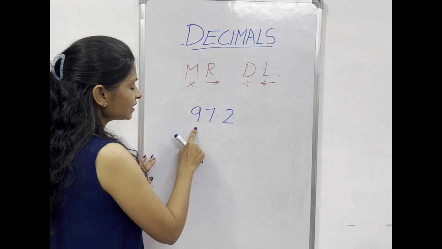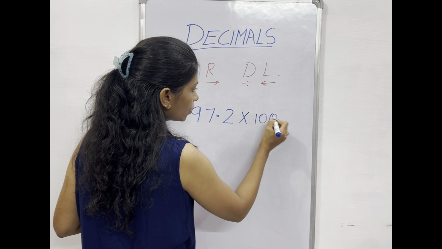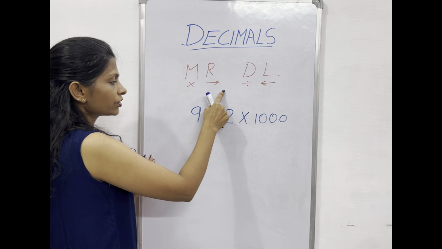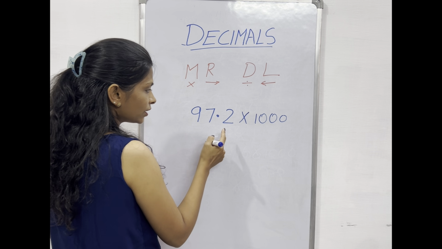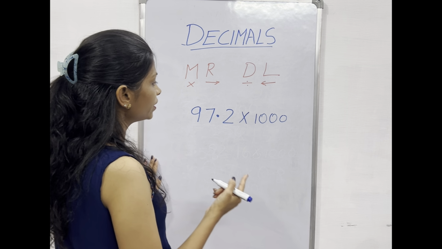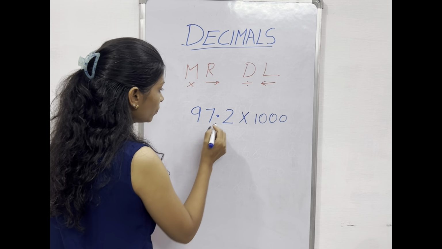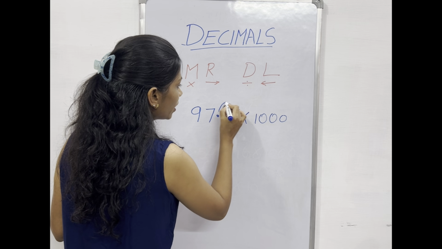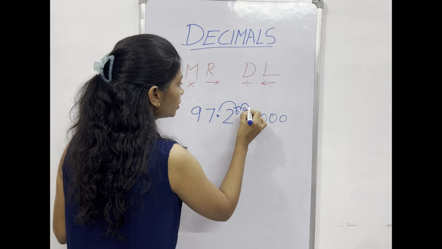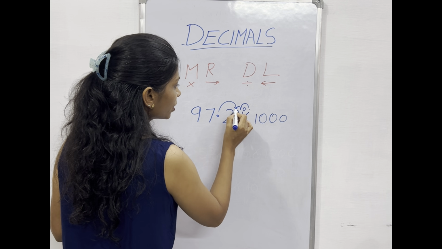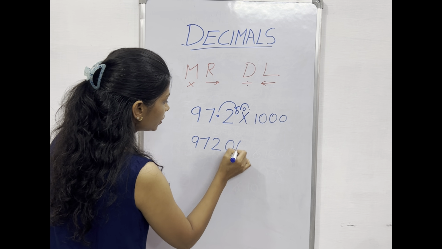Example number 2. Let's say I have a number 97.2 and I have to multiply this by 1000. Now multiplication, the decimal moves towards the right. I just have one digit after the decimal towards the right. What will I do? I will add zeros whenever I'm out of digits. So I have to make three jumps towards the right. I make the first jump. I'm out of digits. I'll put a zero, make one more jump, add one more zero, and make the third jump. My answer would be 97200.